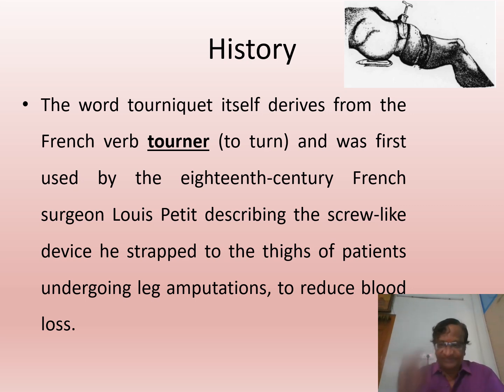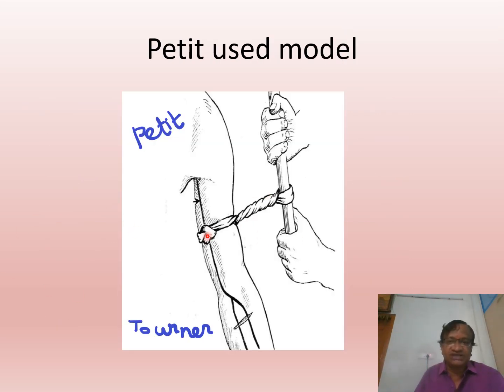From where is it derived? It is derived from the word tourner, meaning to turn. He was a French surgeon, Louis Petit. He described a screw-like device he strapped on the thigh of patients undergoing leg amputations to reduce blood loss. He did it like this and decreased blood loss for patients undergoing amputation. This is how the word tourniquet was derived. This is actually an upper limb, a model leg, but he did it for the lower limb, the thigh, for amputations.